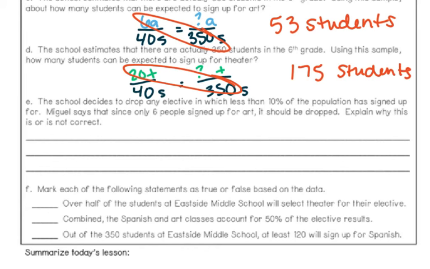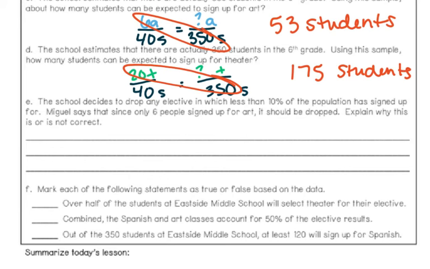After cross multiplying and dividing, I got that 175 students can be expected to sign up for theater. Question E says, the school decides to drop any elective in which less than 10% of the population has signed up for. Miguel says that since only 6 people signed up for art, it should be dropped. Explain why this is or is not correct.